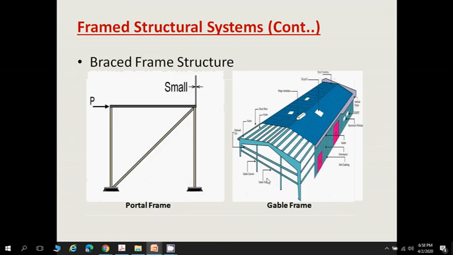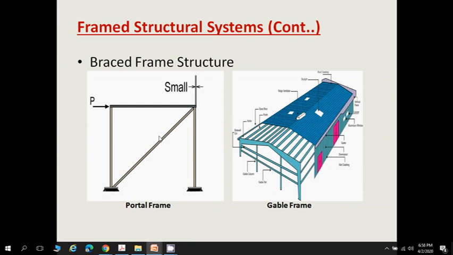Okay. Now braced frame structures. Braced frame structures are of two types. One is portal braced frame, another one is a gable frame. So portal braced frame is one in which you can see an inclined member is connected to a portal frame. This inclined member is called bracing. So that's why it is called a braced frame structure.